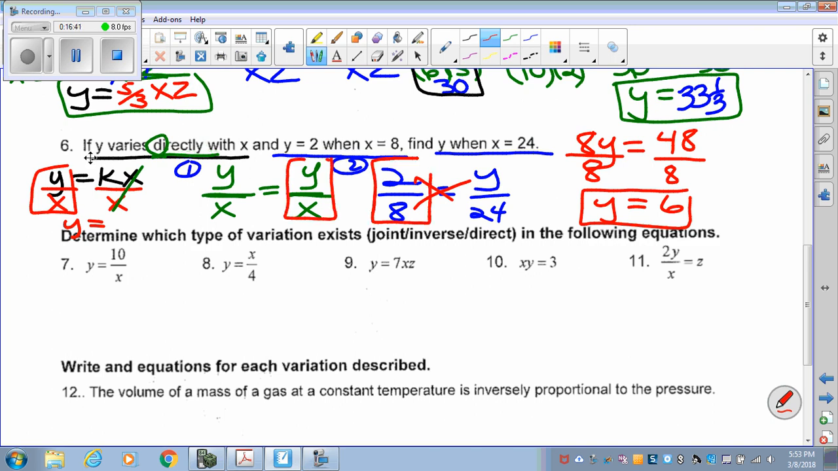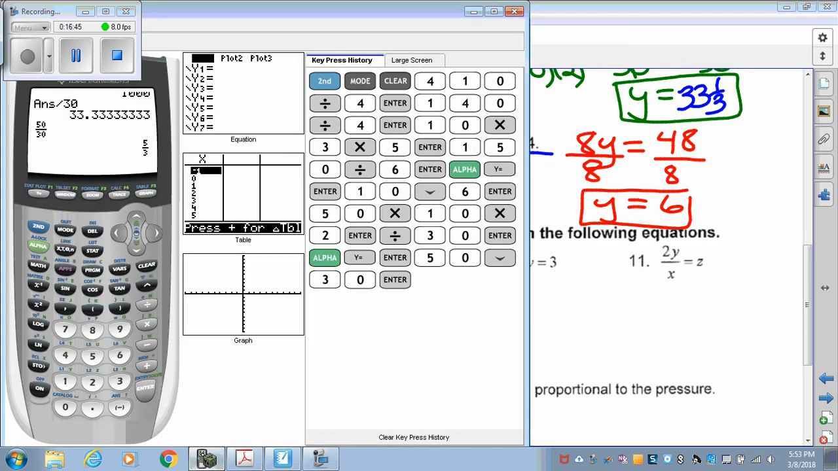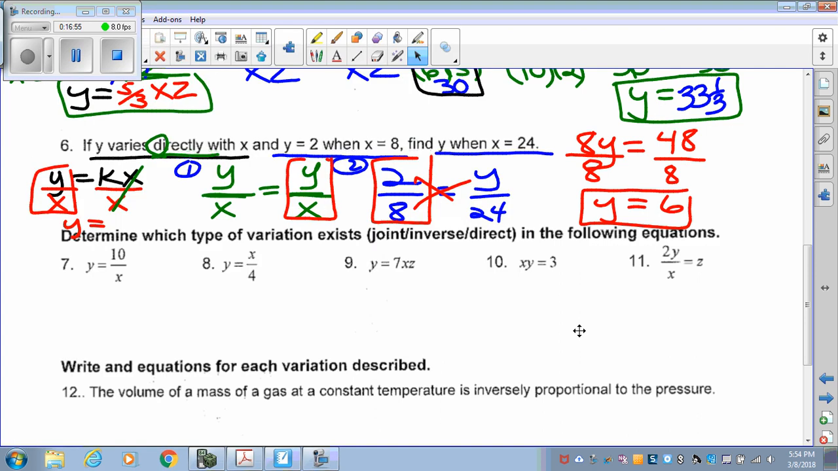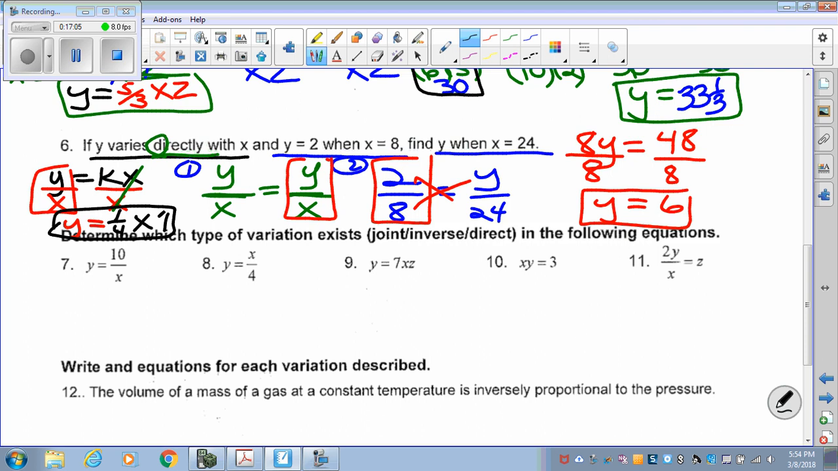So over here I have 2 divided by 8. So let me put that into my calculator. So alpha y equals, enter. I have 2 divided by 8. So my constant is 1/4. My constant of variation is 1/4. And then I have x. And that is my direct, remember that's a direct variation. They're all in the line. X goes up, y goes up.